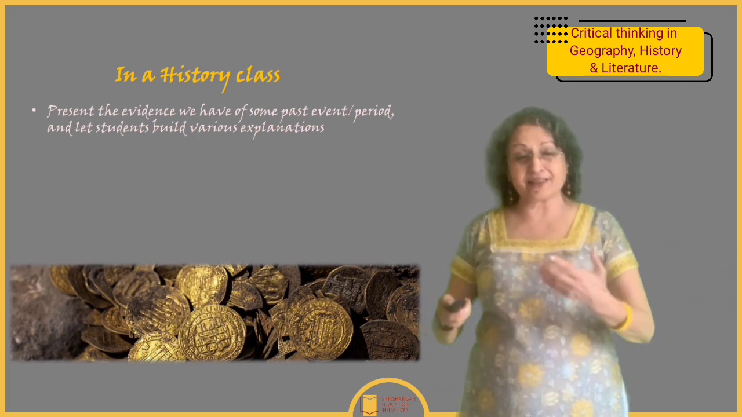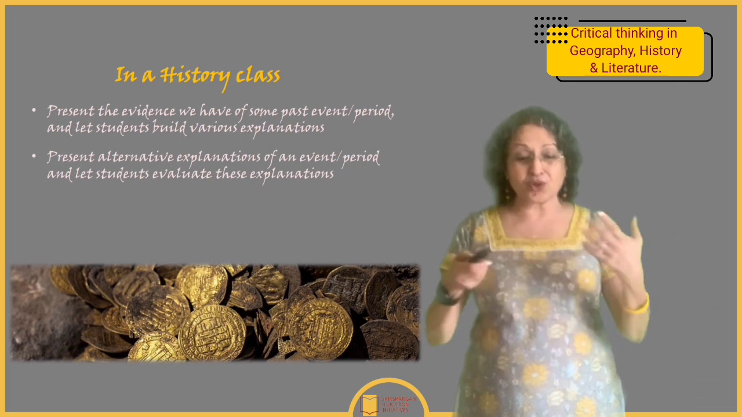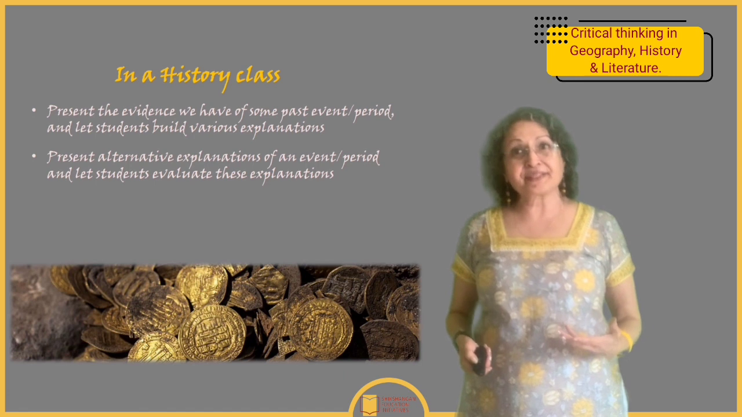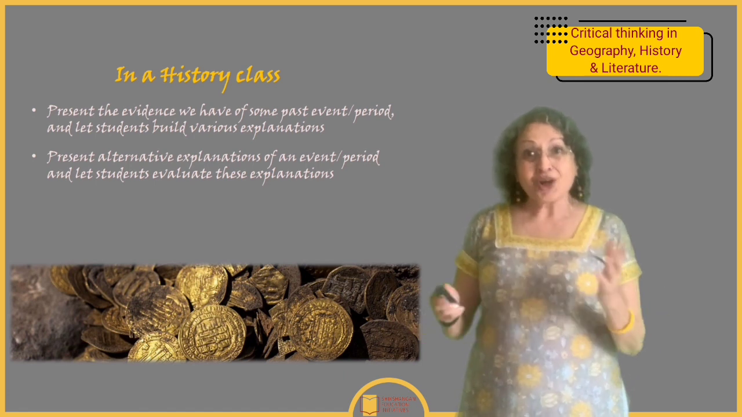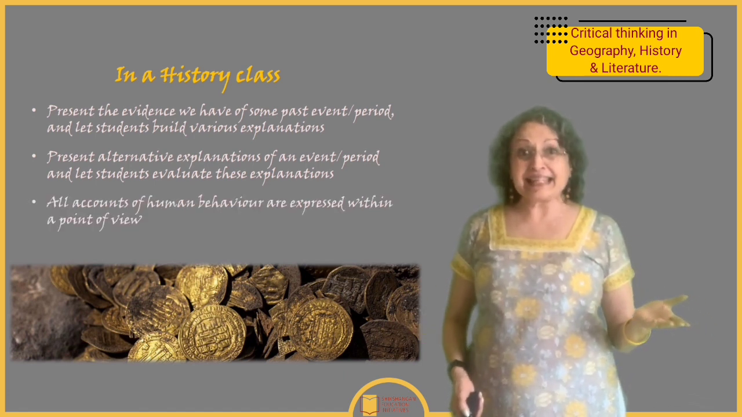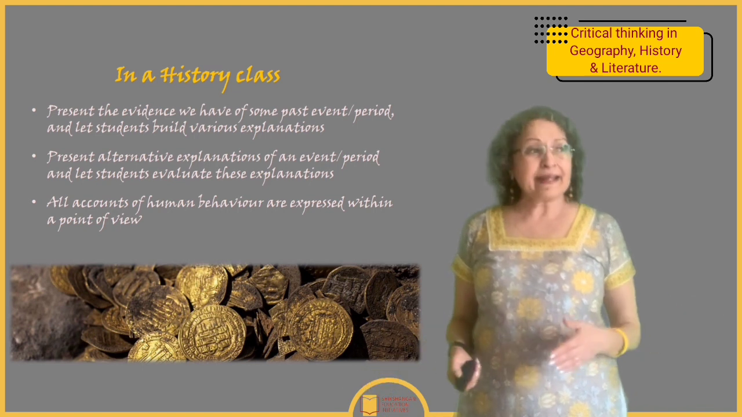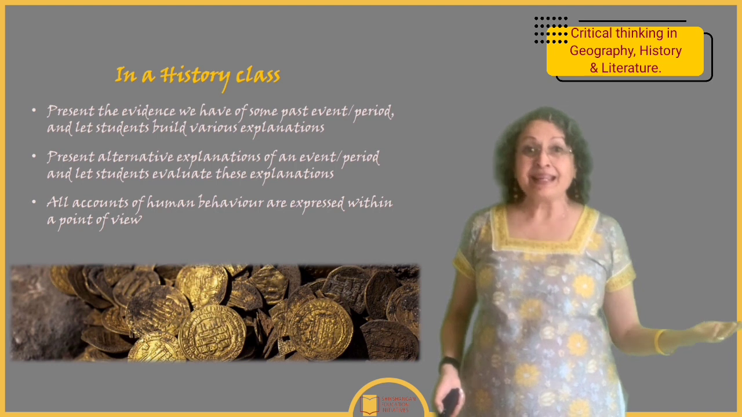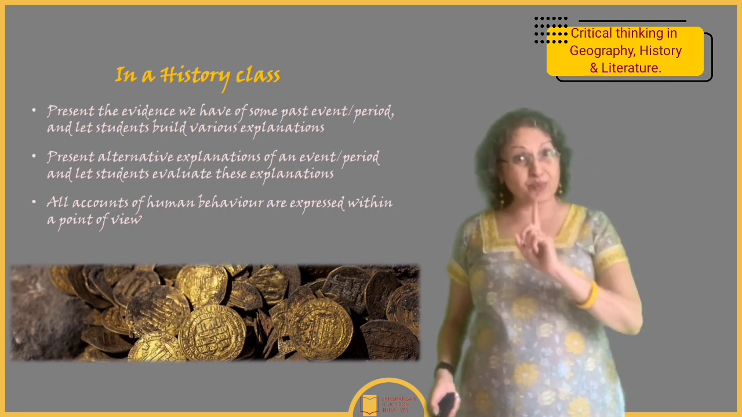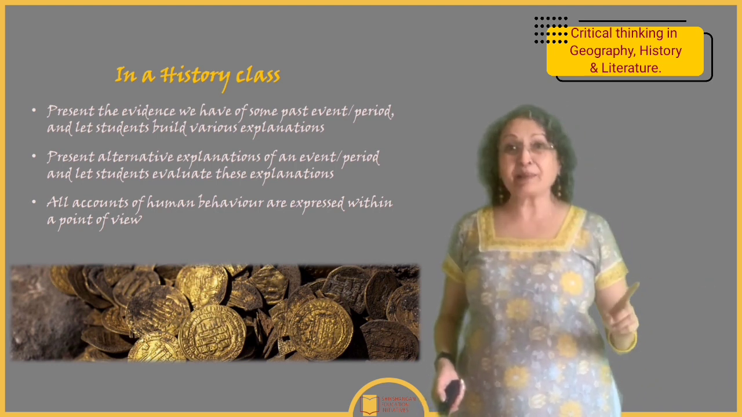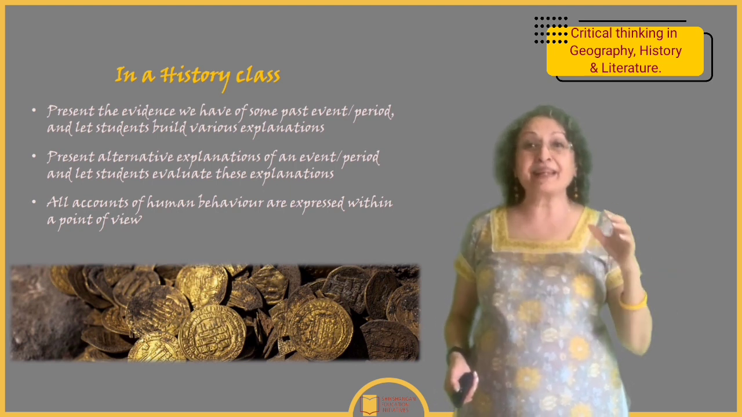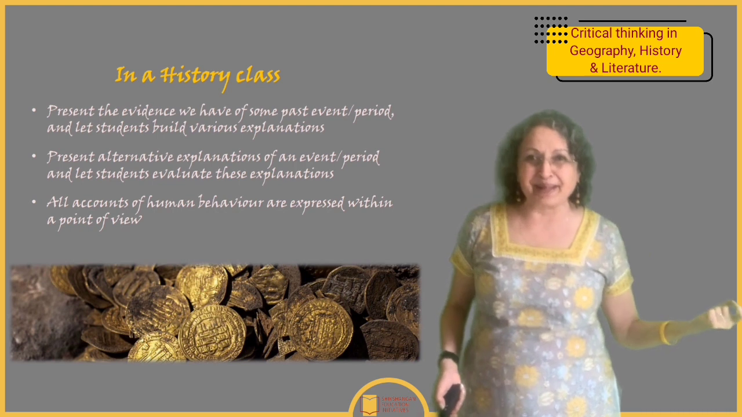वी गॉट दीज टेक्स्ट, रिलीजियस टेक्स्ट, ट्रैवलर्स अकाउंट्स, कॉइन्स मिल गए, एडिक्ट्स मिल गए, स्तूपा मिल गया. We have got these evidences, but we should also present alternate evidences and let the students then decide that what could be true, what need not be really true. Okay? All accounts are expressed within one point of view. इतिहास में भी और साहित्य में भी. साहित्य में the literature's point of view और इतिहास में the historian's point of view.